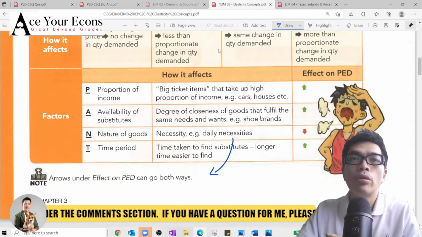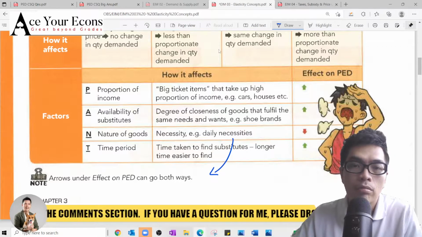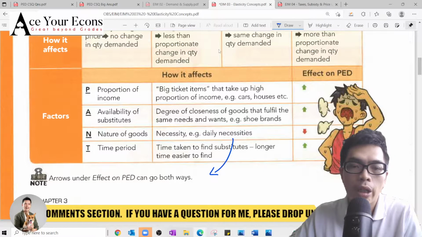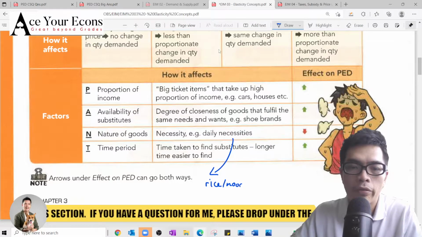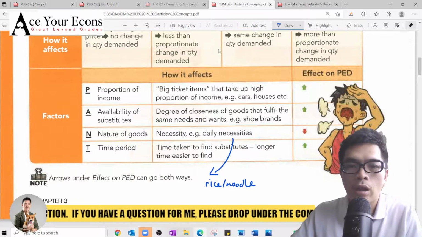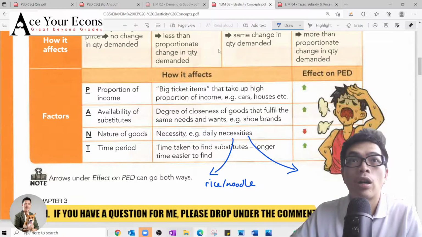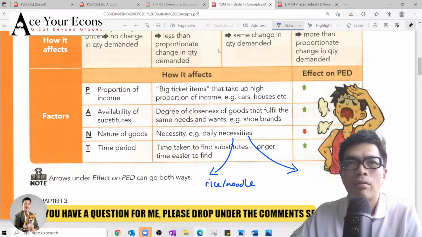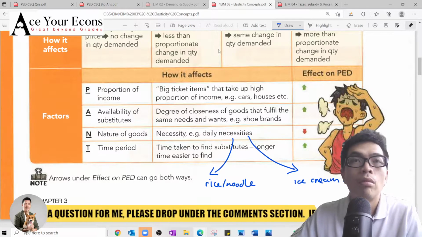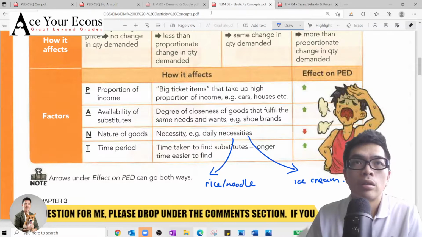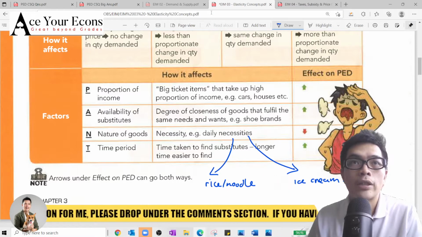So what do you use on the daily basis? For instance, we will consider, let's say, rice or noodle, staple food. What is considered a non-necessity or good to have? Maybe ice cream? Agreed? So these are the two polarities that you can consider.